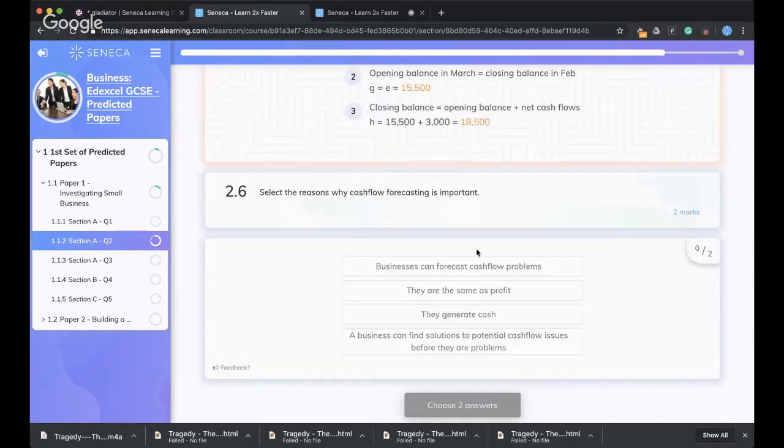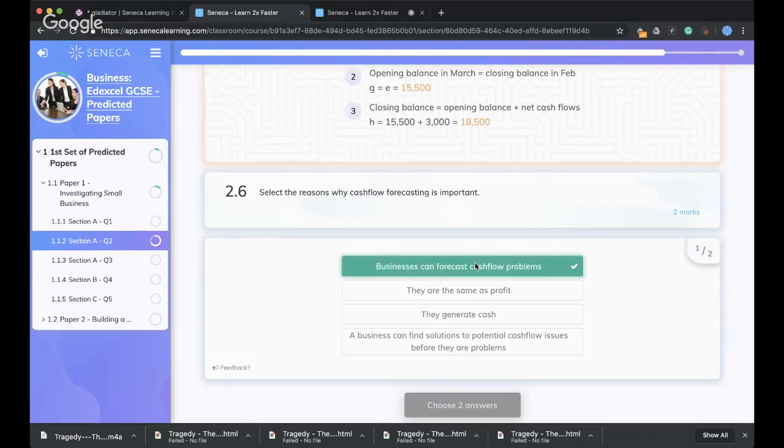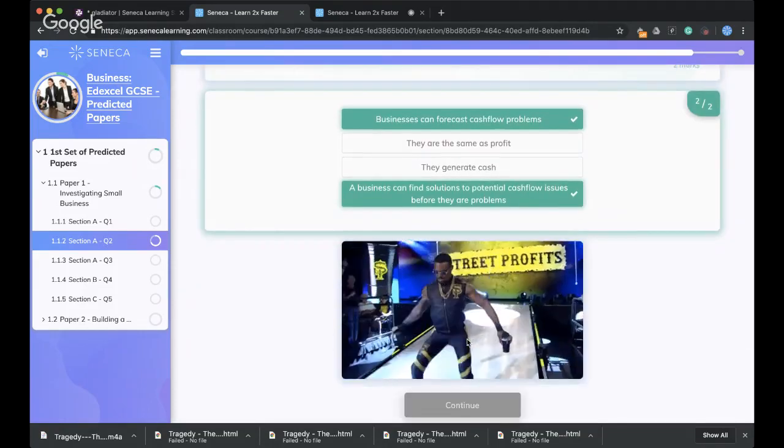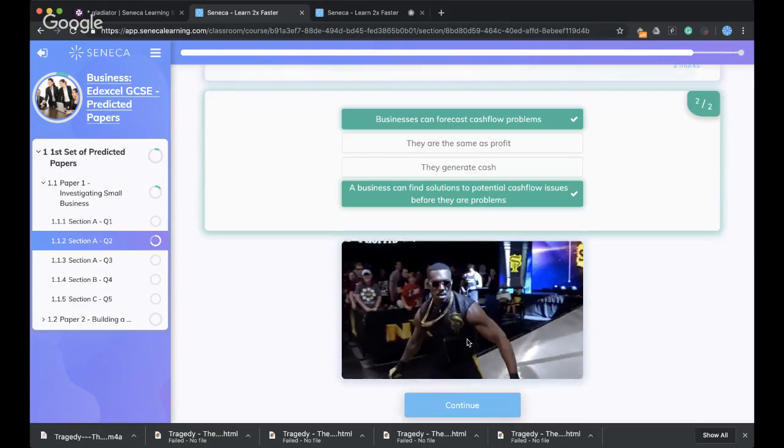Why is cash flow important, though? This is a good question. Why is cash flow forecasting important? We want 2 reasons. So shout out on the chat. Yes, that's one. Forecast cash flow problems and solutions. We want solutions focused. That is excellent.